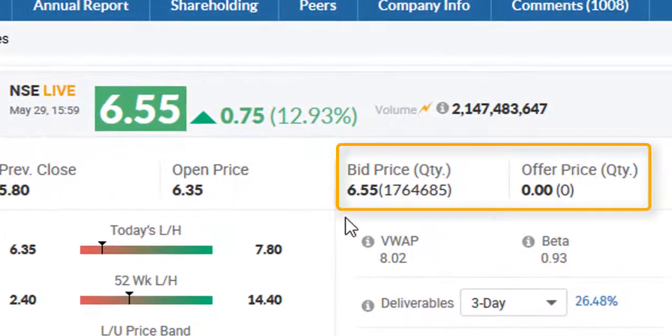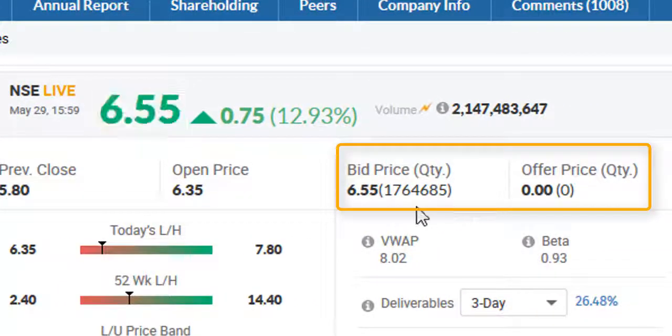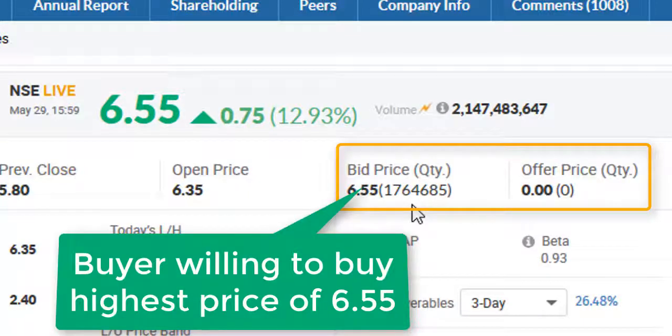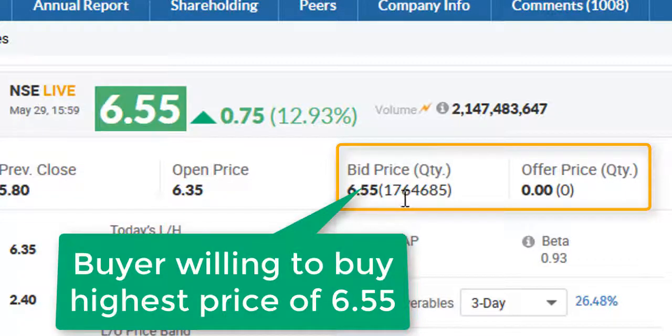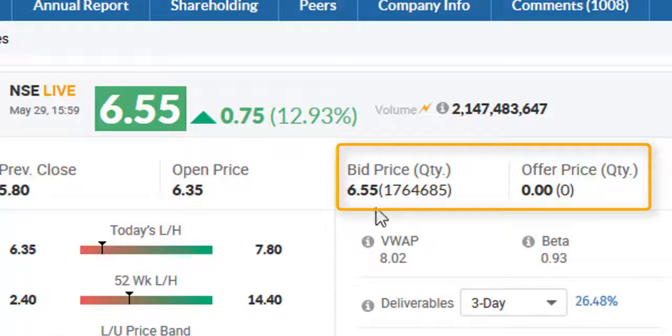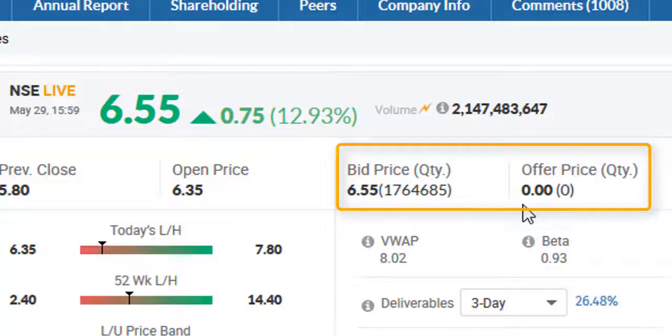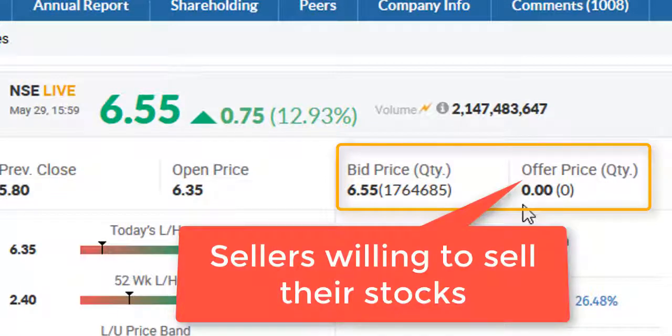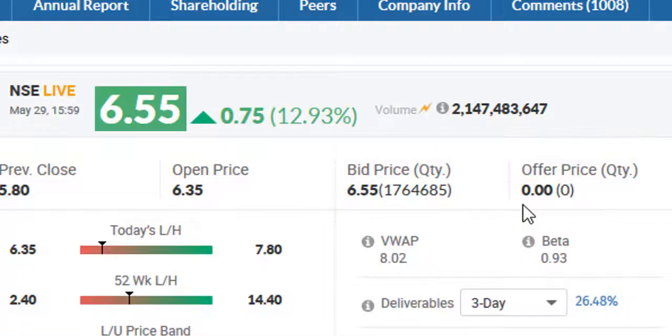Next comes the bid price and offer price. The bid price is decided by the buyers. Right now the buyers want to buy this stock at 6.55, and you can see the quantity the buyers want to buy at 6.55. The offer price is what the sellers offer to the buyers. Right now sellers are not offering any price; they're not ready to sell at the moment. It will be visible when sellers come in and want to sell their stock, and you can see the selling price.